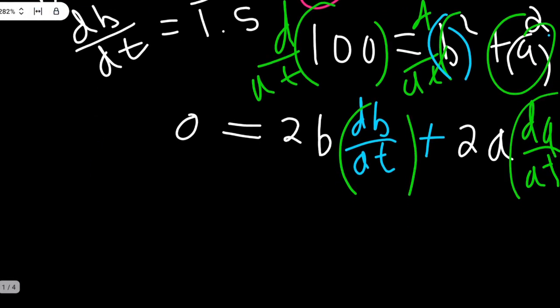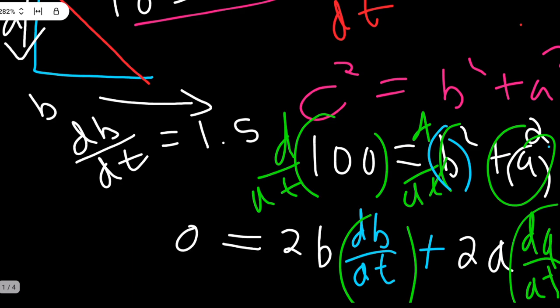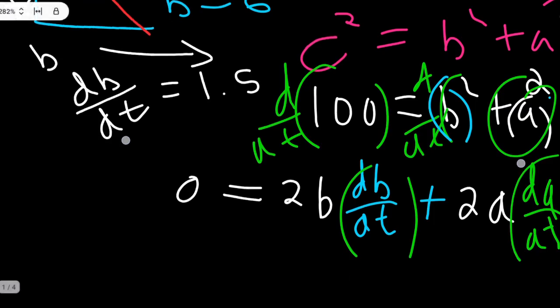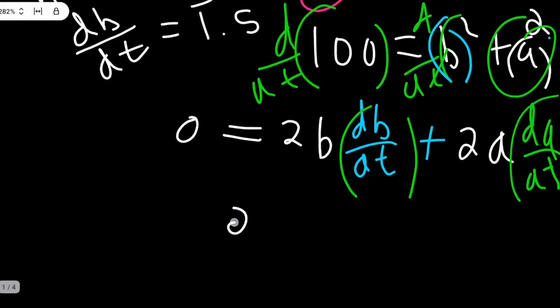So now we don't know what b is. That's where some problems come in. But guess what it says? The problem says when the bottom is 6 feet from the wall. So it's basically saying find this rate when b equals 6. Perfect. Now we can plug this in. 2 times 6, and then db over dt gives us 1.5.